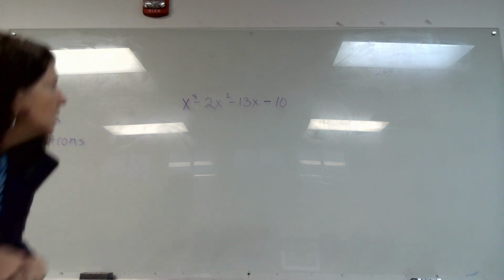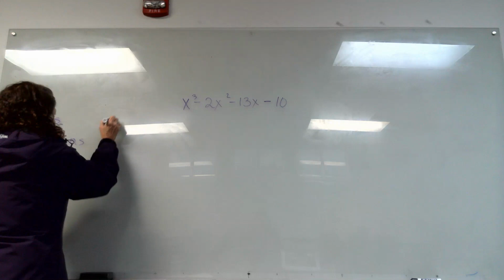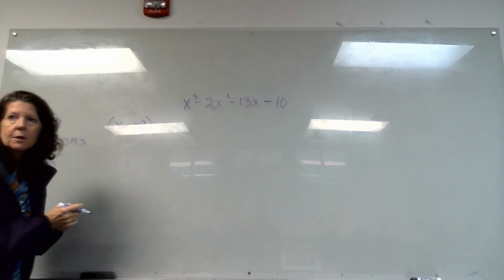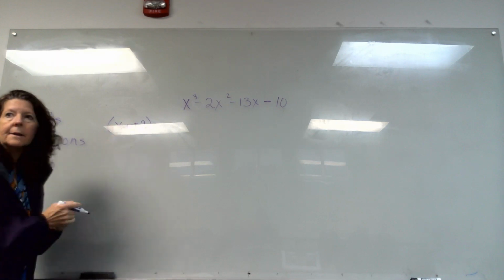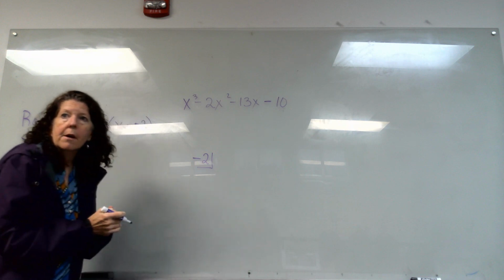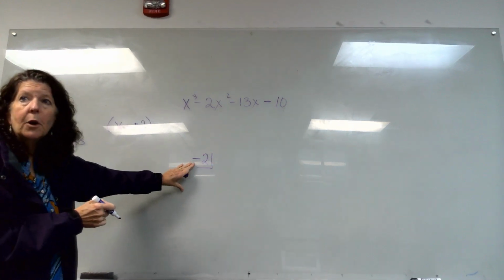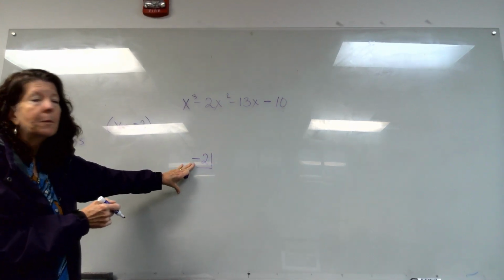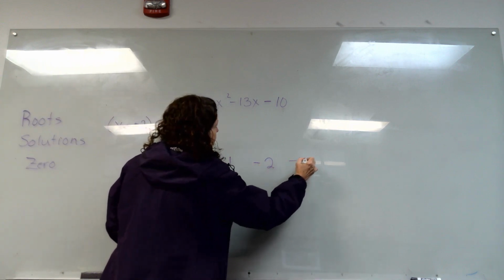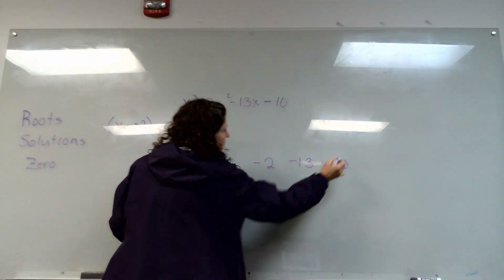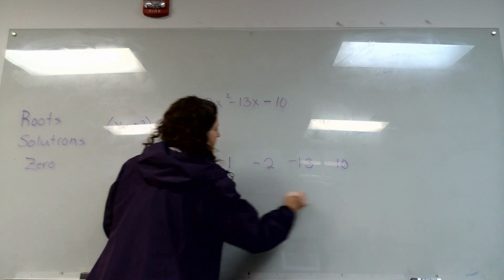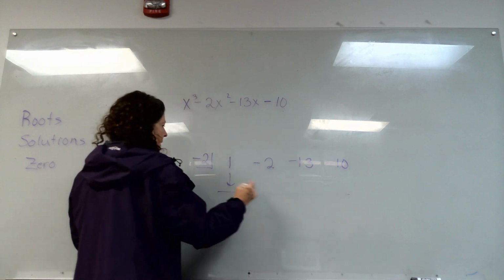So you know that one of the factors is x minus a negative 2, which is going to be x plus 2. Now we have to find the rest of them. Since -2 works, I put the negative 2 in the half box: 1, negative 2, negative 13, and negative 10. And then you're going to do synthetic division on that. By the time you finish this chapter, you should be sick of synthetic division.